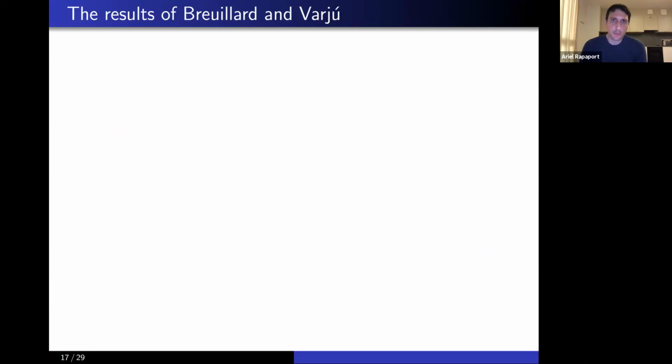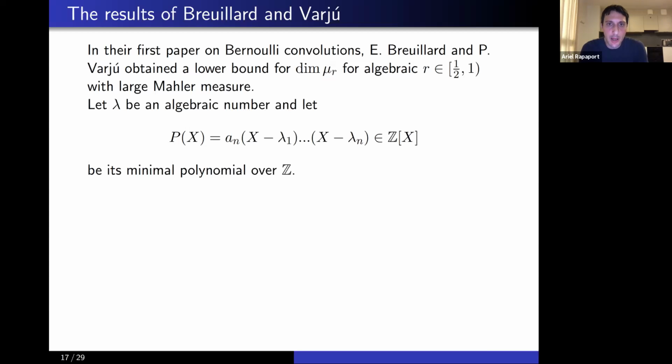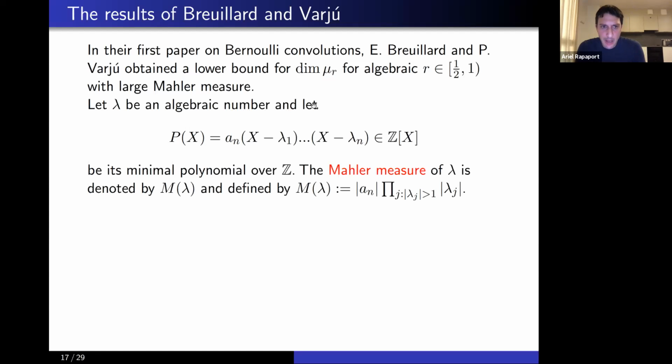So I move on to talking about the results of Brouillard and Varjú. In their first result, they obtain a lower bound for the dimension of mu r for r in the relevant interval under the assumption that r has a large Mahler measure. I'll now define this quantity, the Mahler measure, which measures the complexity of an algebraic number. Let lambda be an algebraic number and let p be its minimal polynomial over Z. The lambda_i are the Galois conjugates of lambda, including lambda itself, and a is the leading coefficient. Then the Mahler measure of lambda, denoted M(lambda), is defined by this formula: the modulus of the leading coefficient times the modulus of the Galois conjugates whose modulus is more than 1.